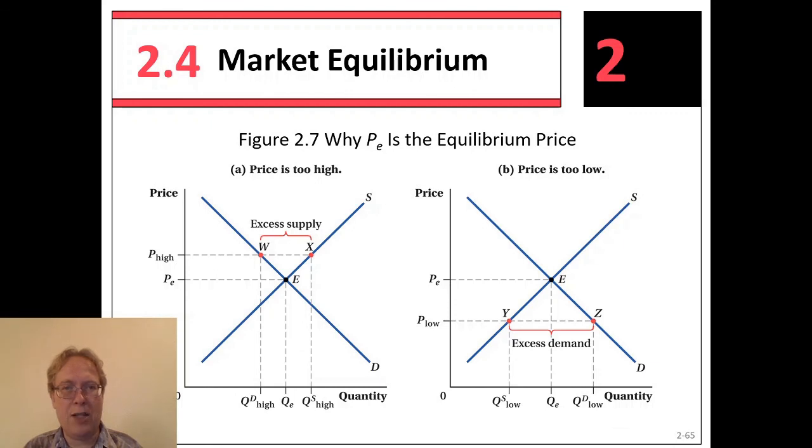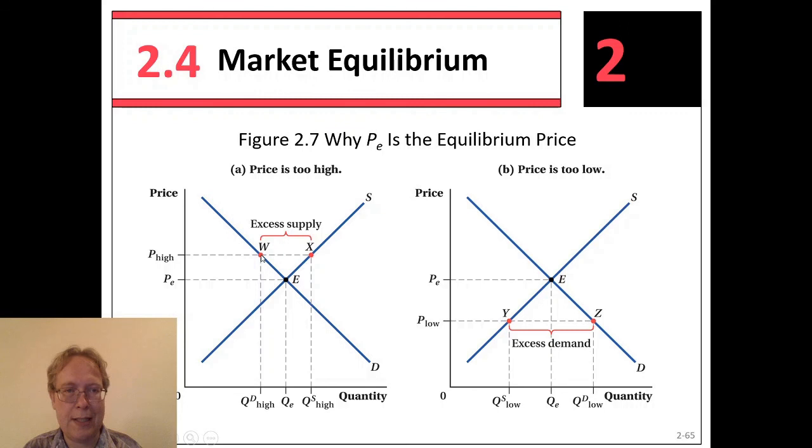What if the price is not the equilibrium price? Well, again, the same picture as before, but so at price PE we have an equilibrium, but suppose that for some reason the price is higher than that. So we're here. In that case, supply equals this amount, QS high, corresponding to point X, whereas demand is only this point here, right?